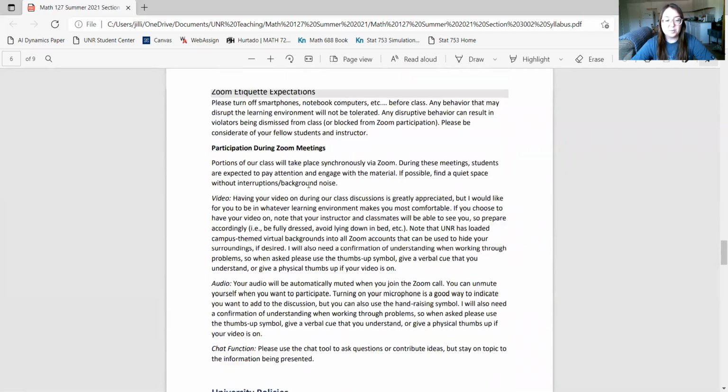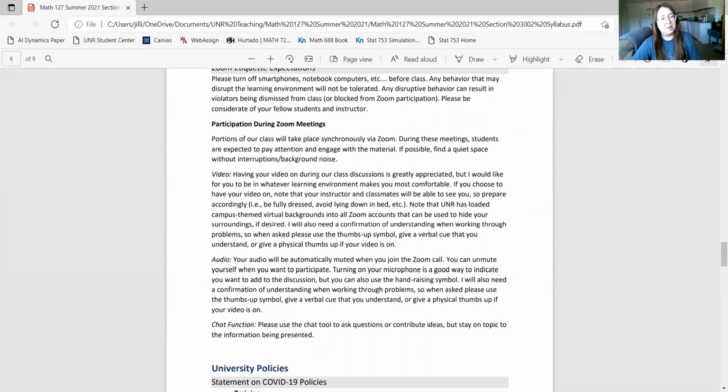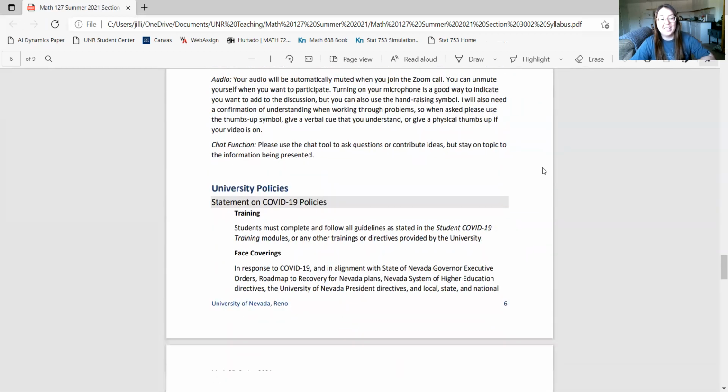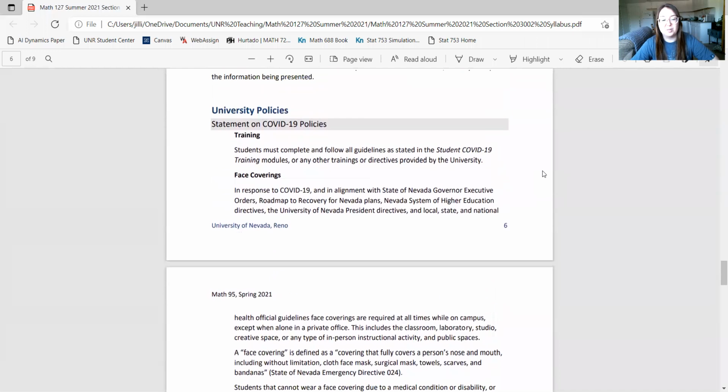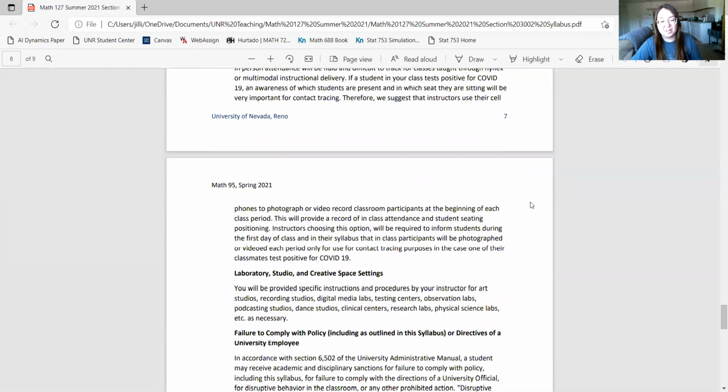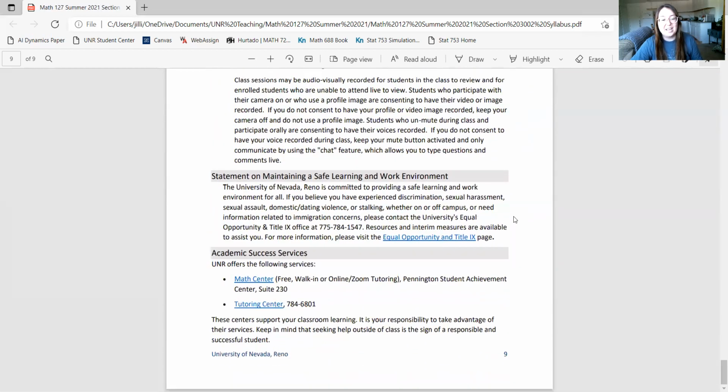Then we just have some Zoom etiquette expectations. We don't have live discussions, lectures are just posted, so none of these things are really all that applicable to our class. And then we just have the normal university policies, which are posted in every one of our syllabi for every class. Lastly, the last thing here at the bottom, academic success services.